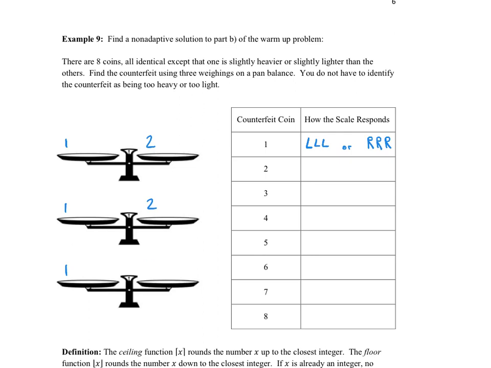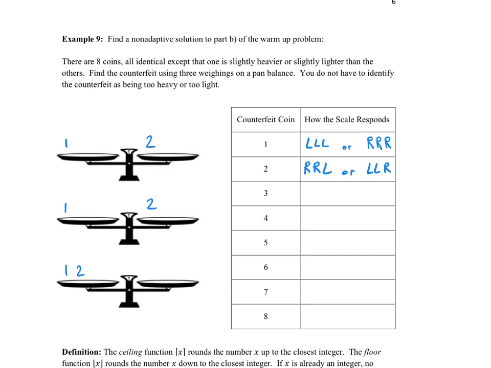So how about we put coin 2 on the left-hand side for the last weighing? Then coin 2 would be attached to right, right, left if it's too heavy, or left, left, right if it happens to be too light. So we'll have to keep going through and trying to creatively put coins on the scale in this fashion.